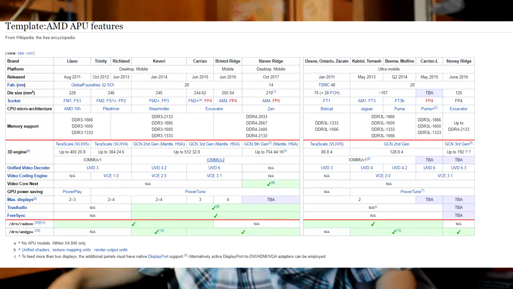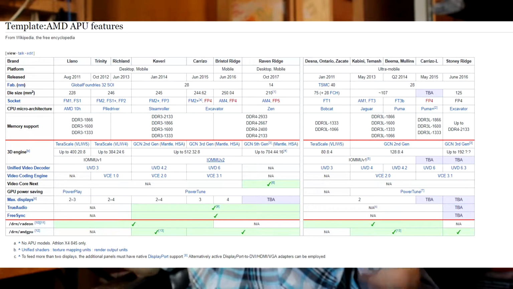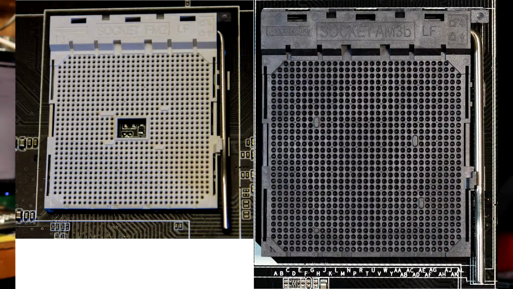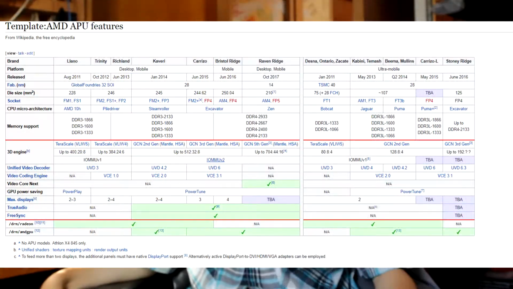So we moved on to the first actual proper release, which was Trinity and Richland, the first FM2 based parts. Obviously, they did have different sockets back then. That was a bit of a difference in terms of the architecture, as they had different sockets compared to the AM3 and FX lineup, which was coming in 2012, 2013.